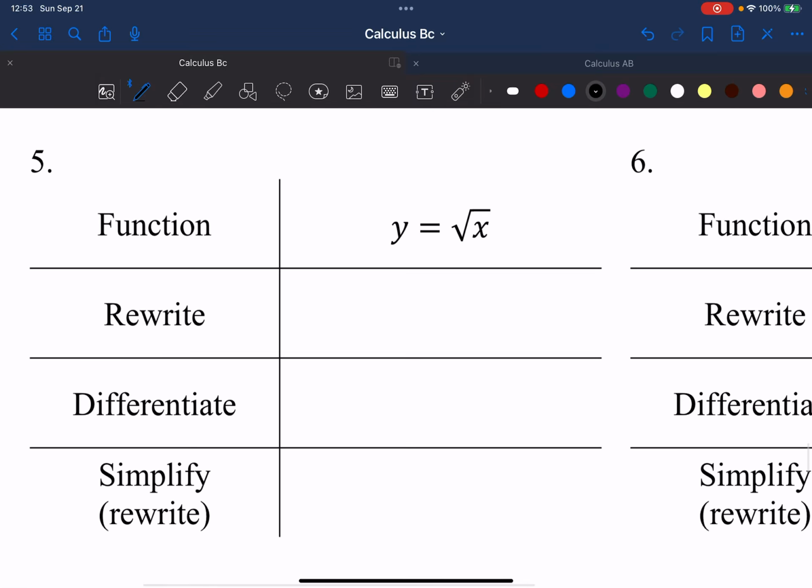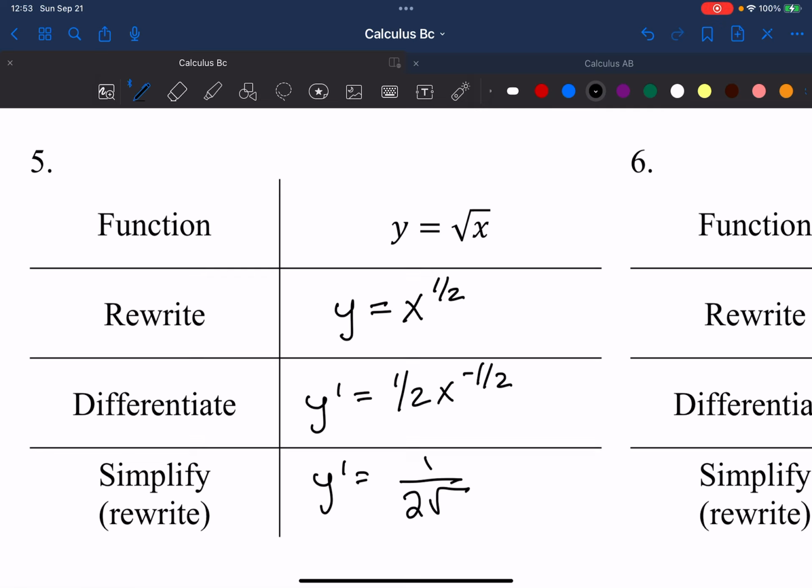Example 5. We know y is equal to the square root of x is the same as saying y is equal to x to the 1/2 power. Using the power rule, y prime is equal to 1/2 x to the 1/2 minus 1, so that's negative 1/2. A negative 1/2 power just tells us that the square root is now in the denominator. So this is the same as saying 1 over 2 square roots of x.